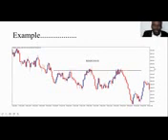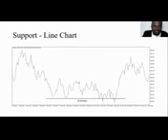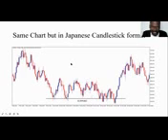Then you can see the line chart. This is support, and this is the line chart. See how price was reacting at this level. This is the same line chart, but in candlestick format. See what happens? Look at how price has been reacting on these levels. Rejections, rejections, rejections.